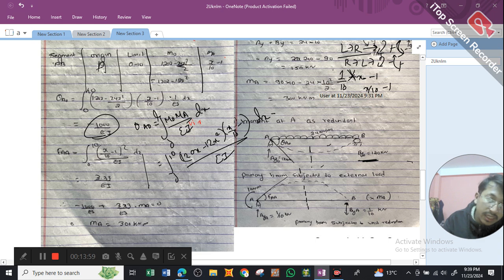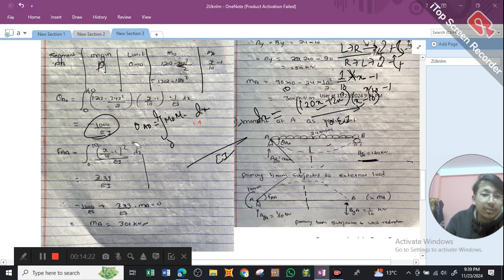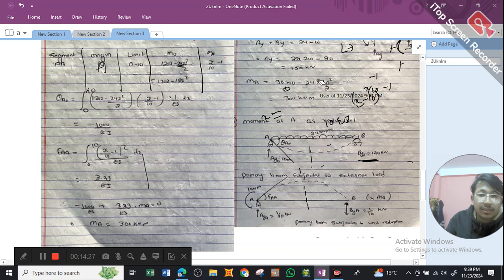This is really simple to solve. So hopefully we can solve this from 0 to 10. We have 120x minus 12x square, times x minus 10 divided by 10 EI. So you need to multiply this, and this is simple mathematics. If you have any queries regarding how we got the value of minus, this is just simple integration and derivative. Hopefully we can do it.